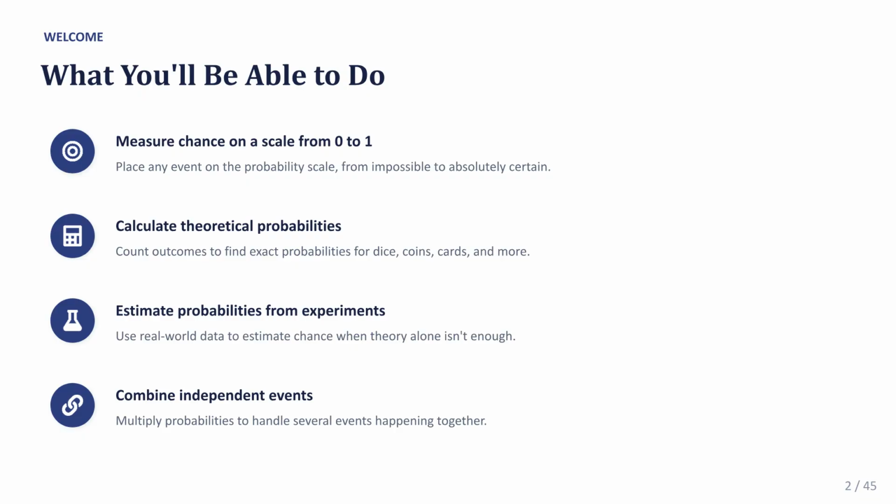Here is what you will master. First, measuring chance on a scale from 0 to 1. Second, calculating theoretical probabilities by counting outcomes. Third, estimating probabilities using real-world data. And finally, combining independent events using multiplication. We will build these 4 skills step by step.